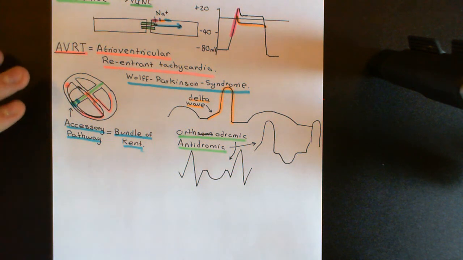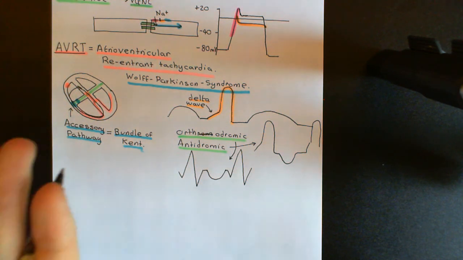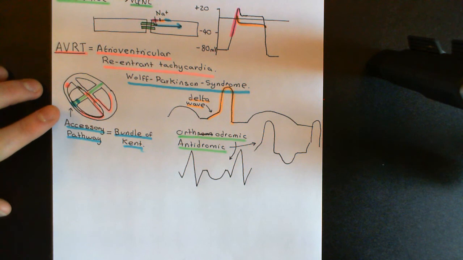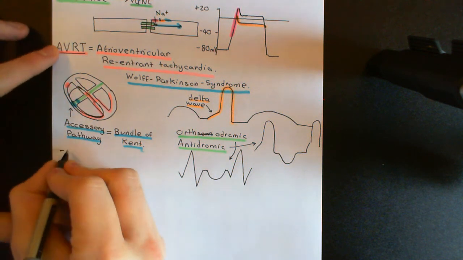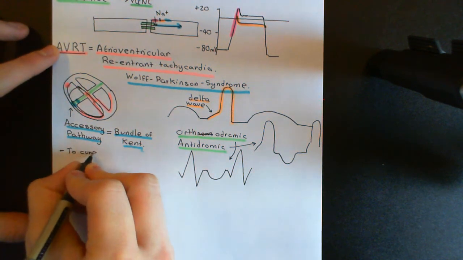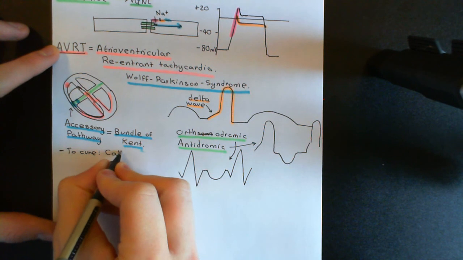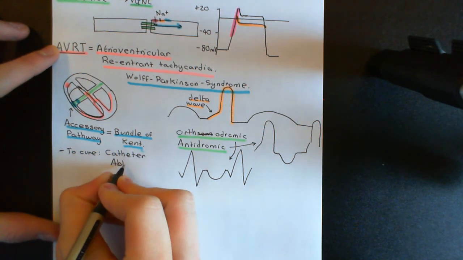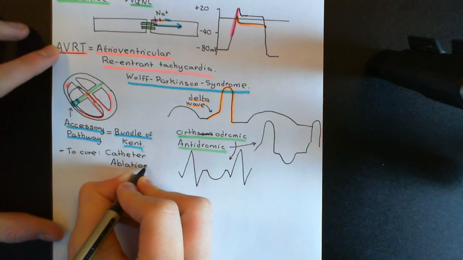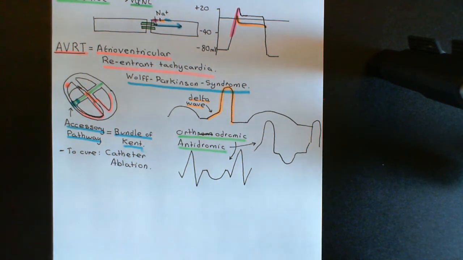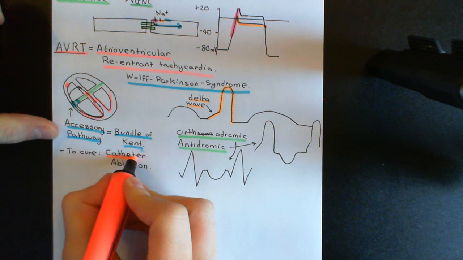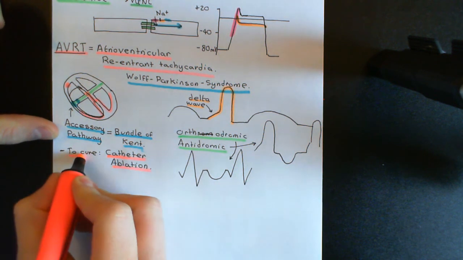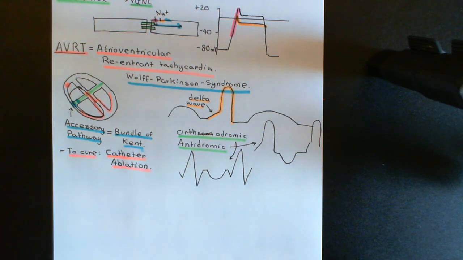Finally, there is actually a way to cure this, of course, which is to destroy this accessory pathway. So the curative treatment here is to actually do catheter ablation of the accessory pathway. So I'll just add that on. To cure this, we can do catheter ablation. All of those other interventions are just to try and end an episode of atrioventricular re-entrant tachycardia when it occurs. If you want to actually stop it ever from occurring, then just do catheter ablation of this accessory pathway, and then you'll end the syndrome. So that's how you can cure it.